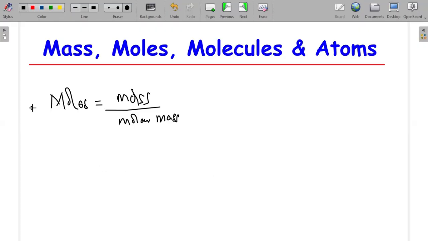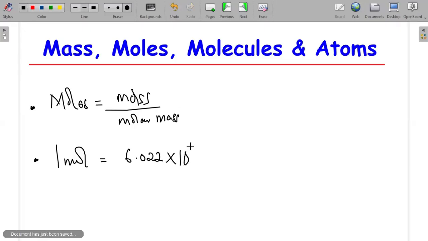And then how do we convert these moles that we get here to the molecules? There we are going to use what we call Avogadro's constant. We're going to say 1 mole is equal to 6.022 times 10 to the power 23 molecules. So to convert from moles to molecules, we are going to be using this ratio here.